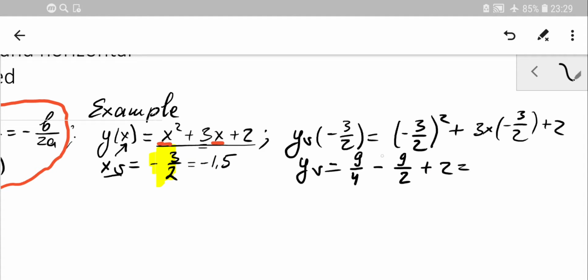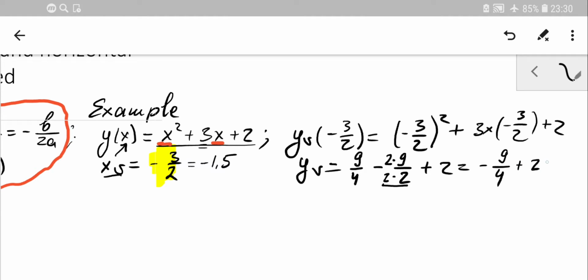So if you add 9 over 4 and subtract 9 over 2, what I'm going to do is multiply by 2 in order to align the denominators, and I'll get finally negative 9 over 4, and finally plus 2.